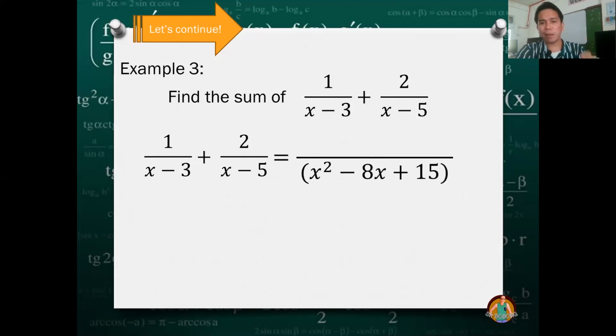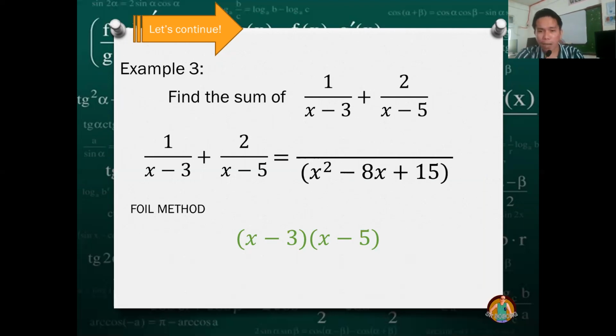Okay? At kapag minultiply natin si x minus 3 and x minus 5 will give us x squared minus 8x plus 15. So, paano siya mahanap? Ito, tingnan nyo. We multiply x minus 3 and x minus 5. Way back when you were in grade 8, tinuruan kayo ni ma'am ninyo ng FOIL method. Okay? Ano ibig sabihin ng FOIL? Yung F stands for first, yung O stands for outside, yung I stands for inside, and yung L stands for the last.